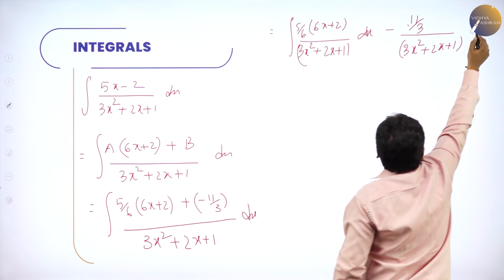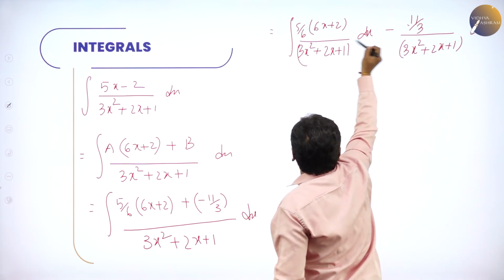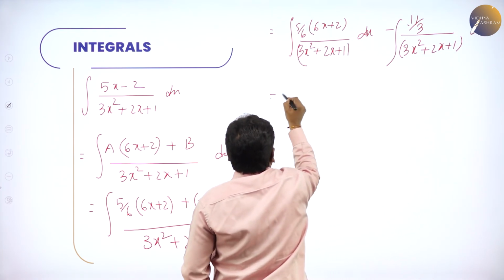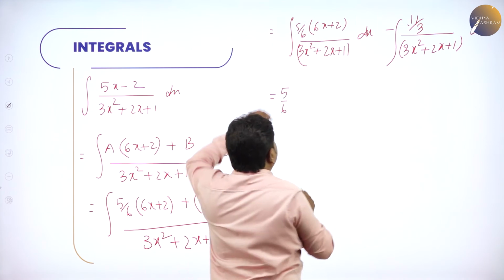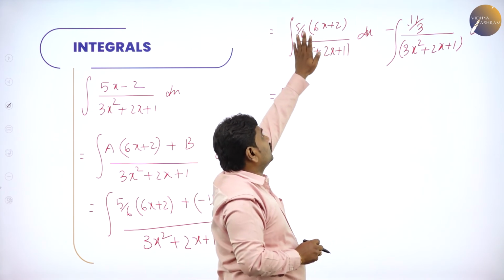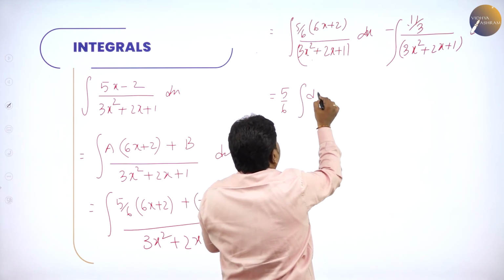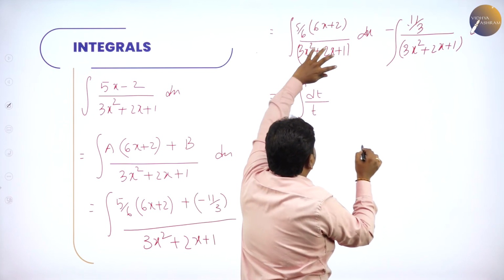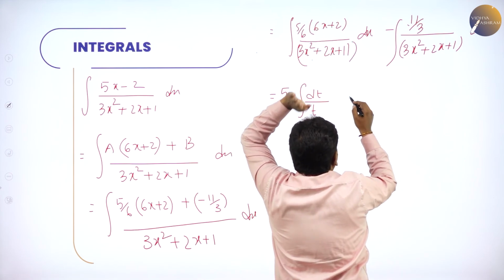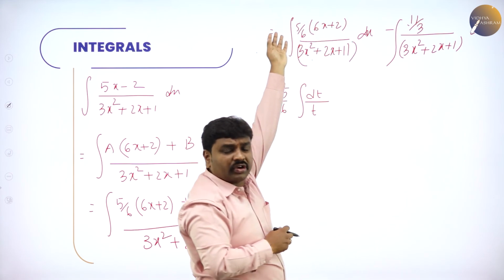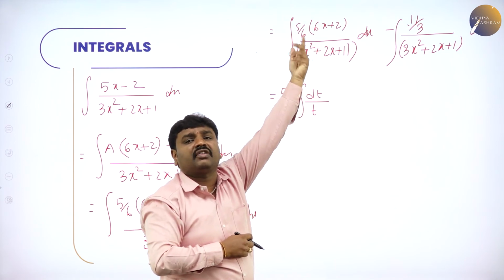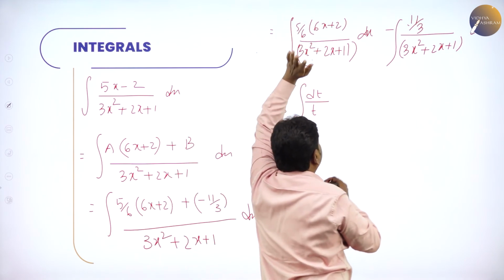So I made this problem into two parts. So now 5 by 6, take it out. Please observe, this 5 by 6 is constant, take it out. Derivative of this is this. So it is in the form of integration of dt by t. If I take this as t, I'll get this numerator, or f dash x by f of x. You know, integration of f dash x by f of x is log f of x. You take it as t, you will get dt.